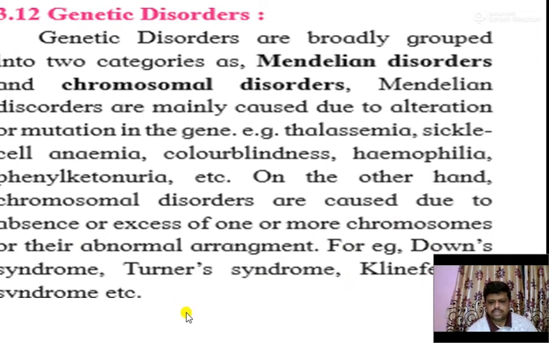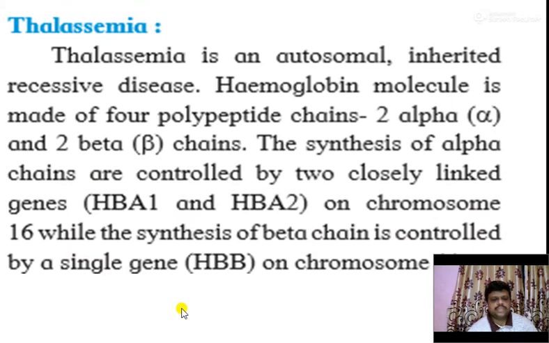Okay, let us see the first genetic disorder, that is thalassemia. Thalassemia is an autosomal recessive inherited disease. The hemoglobin molecule is made up of four polypeptide chains. Out of these four polypeptide chains, two are alpha chains and two are beta chains.